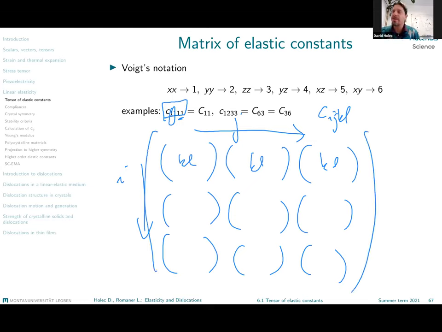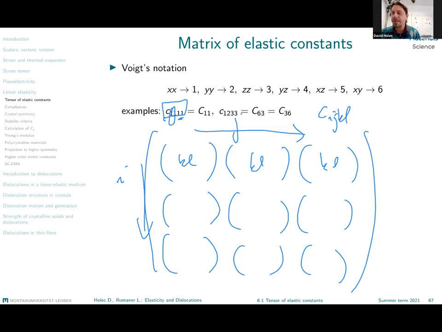And of course, such representation is possible, but it's fairly confusing, especially if you want to see in here all the symmetries. If you come to the fact that in the most general case, out of all of these 81 numbers, only 21 would be different, would be independent, it's hard to see from here.